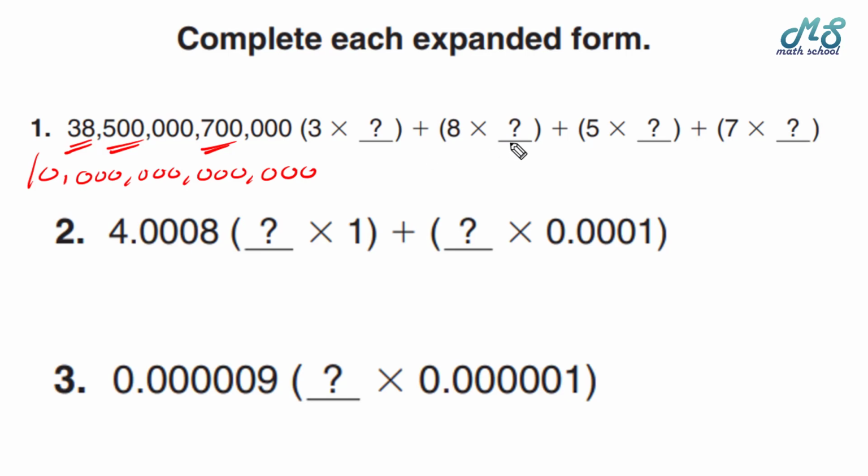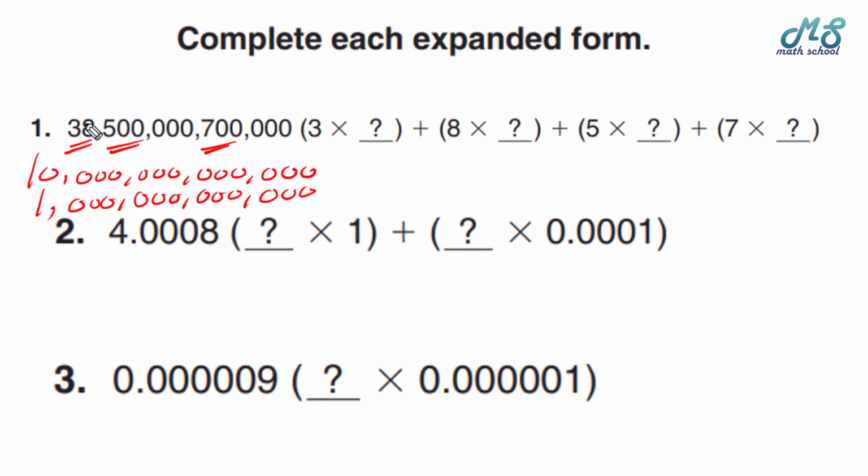Next, plus 8 times what? 1 trillion. So the second missing number is 1 trillion. How can we write 1 trillion? Just write 1 and write 4 groups of zeros, as we studied before. 1, 2, 3, first group, second, third, fourth. So the second missing number is 1 trillion.